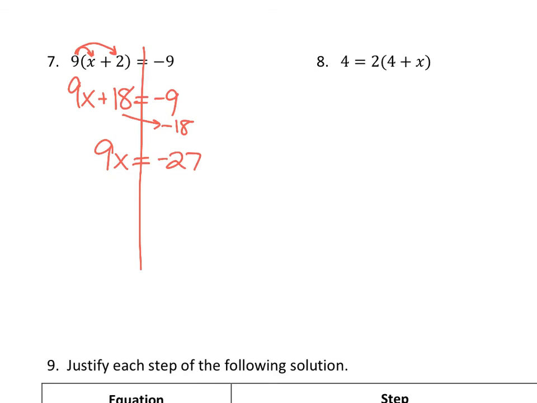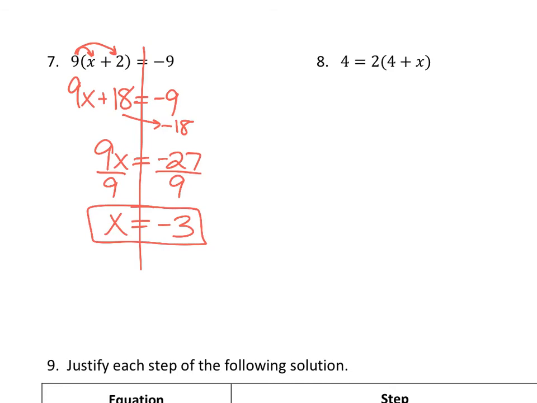Cool, we've done one set of inverse operations, always wanting to do adding and subtracting before we do multiplying and dividing. Now we're on our multiplying and dividing inverse operation, so we're going to divide by the number in front of the x, the coefficient. We divide by the coefficient, we'd get -27 divided by 9. Our solution is -3.